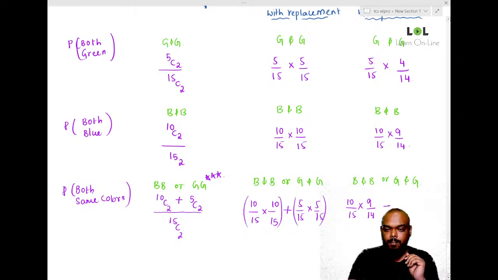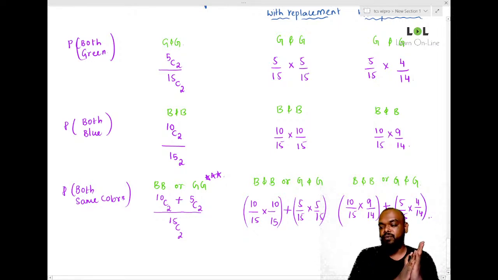What is it? 9 by 14. Good. Second, or first green will be what? First green will be what here? 5 by 15. Second green will be 4 by 14. Perfect answer. Everyone, did you understand this?